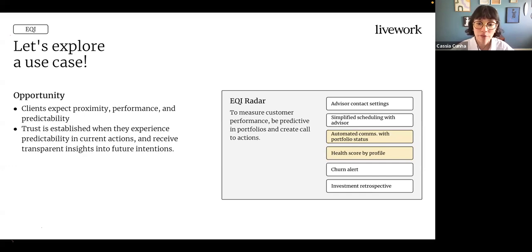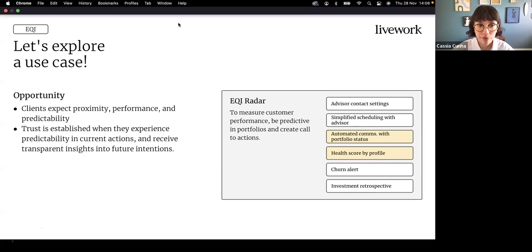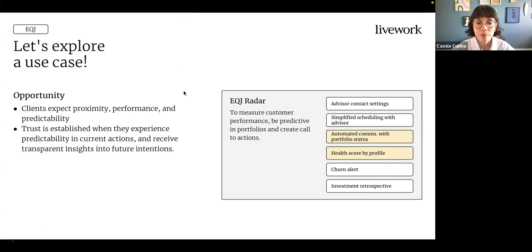And the main goal of implementing the solutions that were within AKE Radar was so that AKE could measure customer performance and to be predictive in their portfolios and create a call to action. So, right, we are here, we want to measure your experience, we want to measure if you're reaching your financial goals or not, and how can we be predictive and help you move forward. So today I'm going to talk about these two solutions that are highlighted in orange: automated communications with portfolio status, so helping the client understand what was the status of the portfolio, and the health score, which is a very interesting and bold solution that AKE implemented.